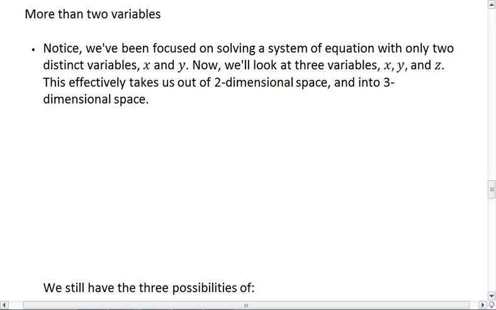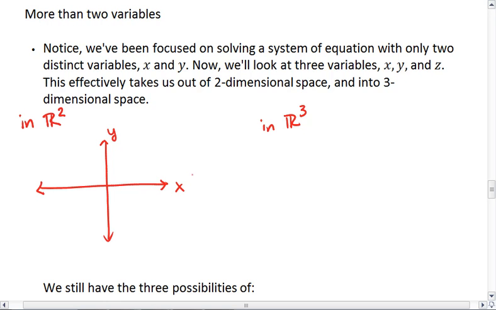From this point onwards, you're going to start seeing things that tell you to either work in R2 or in R3. When we're in R2, we're working with x and y. Because x is a real number line and y is a real number line, we're basically working in the real numbers by the real numbers.